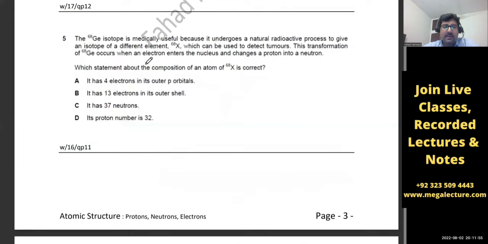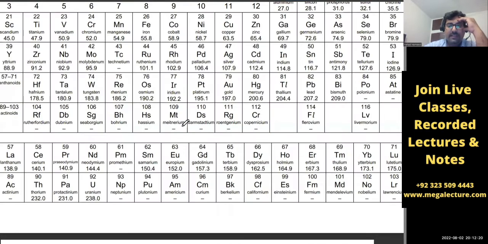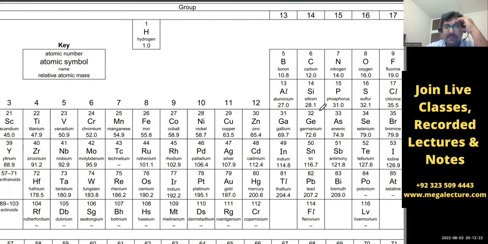We've got this one. It says this thing is an isotope, is medically useful, and it undergoes a natural radioactive process to give an isotope of a different element. The Ge is, he's saying it's 68. And do we have a periodic table? We have a periodic table. So 68, I guess, is in the periodic table. Okay, so Ge is 68. Germanium, so its proton number is 32, right?